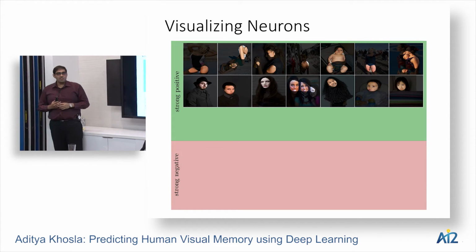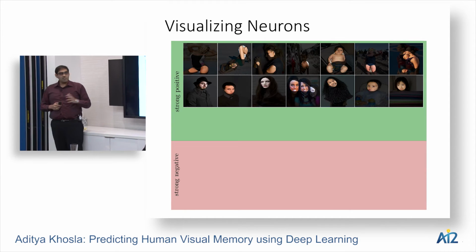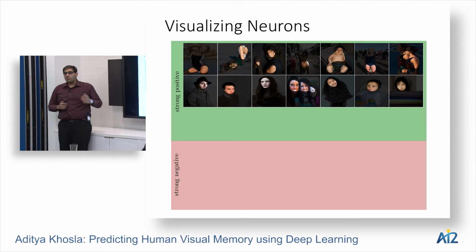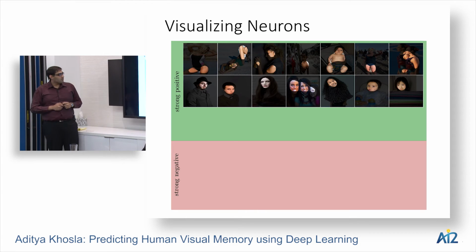Secondly, faces tend to be memorable. Again, something that you might have expected. But it's nice that the network is learning to figure this out in and of itself.